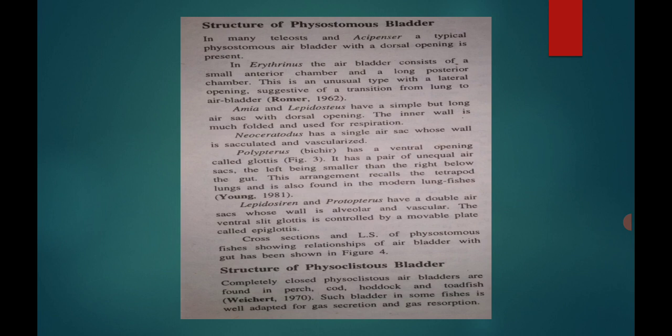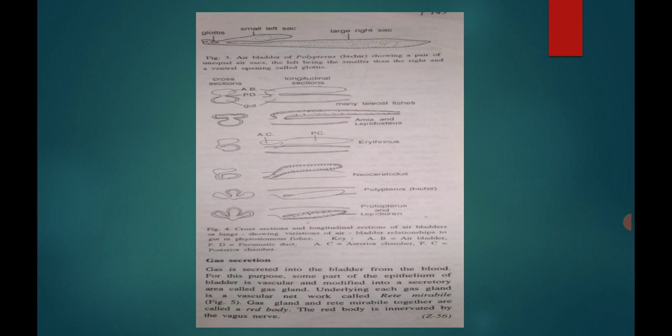In the LS of a physostomous species, the relationship of the air bladder with the gut is shown in the figure. Now the structure of the physoclistous bladder, which is completely closed. Physoclistous air bladders are found in perch, cod, haddock and toadfish. Such a bladder in some fishes is well adapted for gas secretion and gas resorption. Now this is the diagram of the air bladder of Polypterus, showing the pair of unequal air bladders.